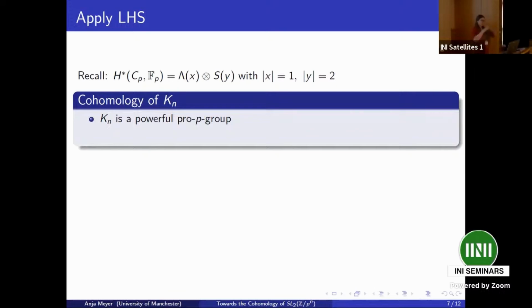What it roughly means is we can not only go from Z/p to the n to Z/p, we can also go into the intermediate steps. So we can go from SL2 over Z modulo p to the n to SL2 over Z modulo p to the n minus 1. And all these intermediate steps are in fact isomorphic to K2. So even though Kn itself is quite ugly, all the intermediate steps give it this really nice, powerful pro-p group.